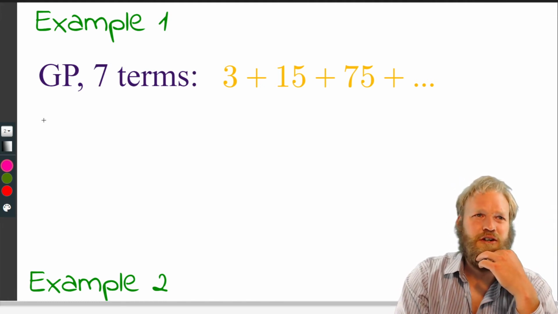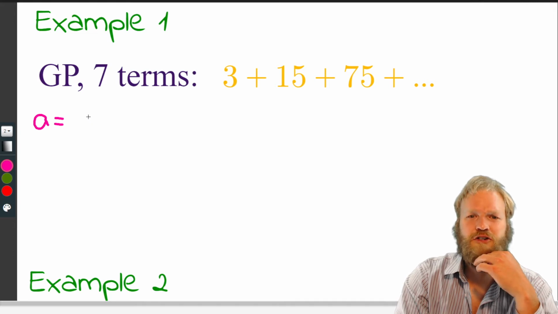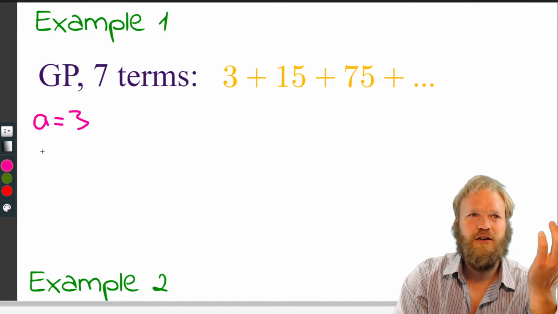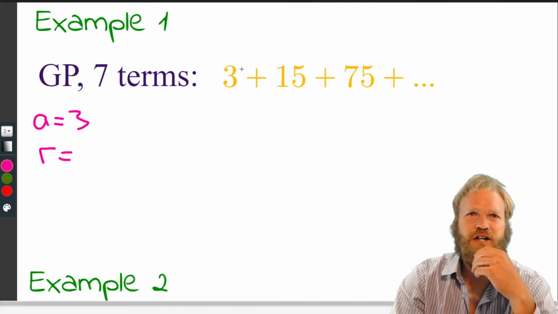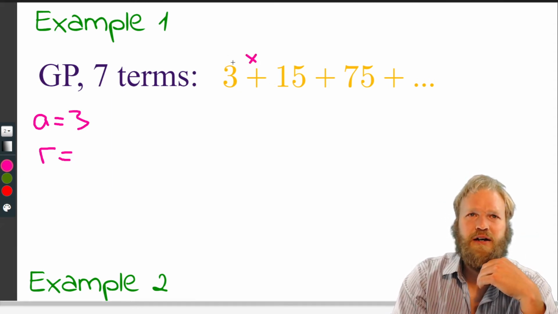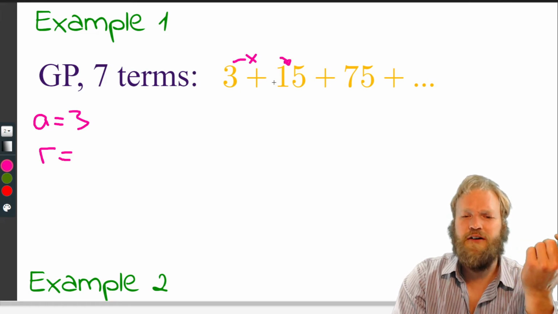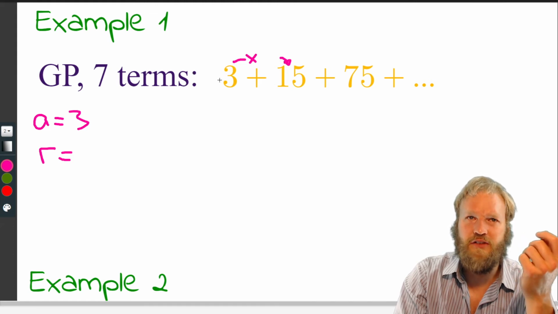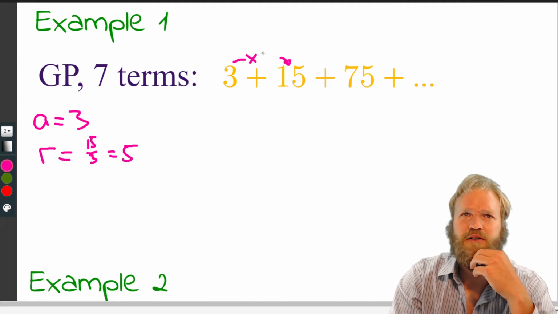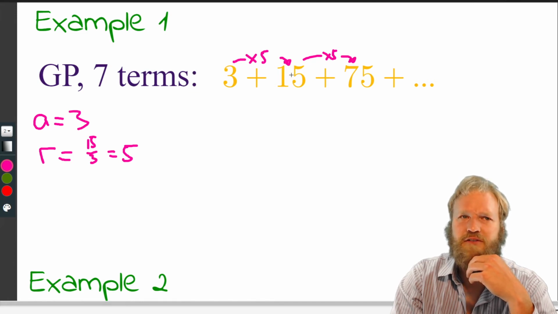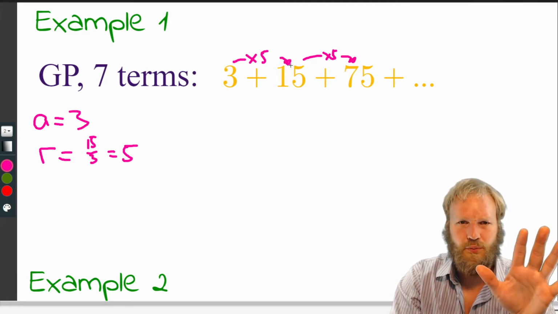Let's look at a few things. a, the first term, is what? Well, it's 3. What's our common ratio and how do we work it out? We ask what we multiply 3 by to get to 15. We multiply by 5, because 15 divided by 3 gives us 5. It's useful to show that working out. And the same thing here: do we multiply by 5? Yes, 75 over 15 is 5.